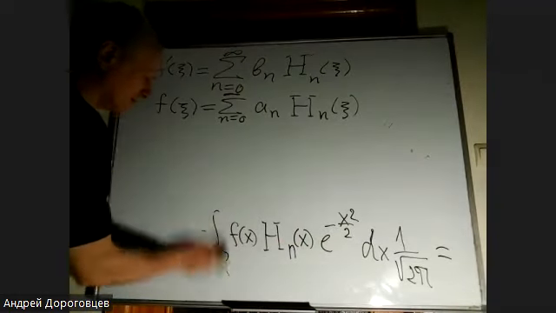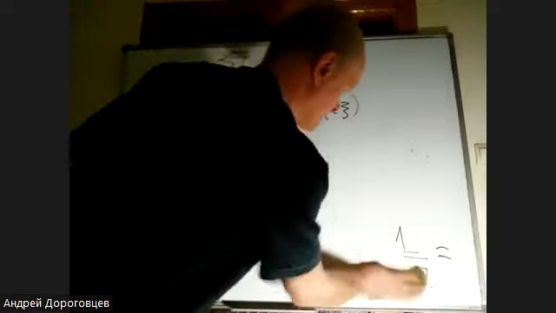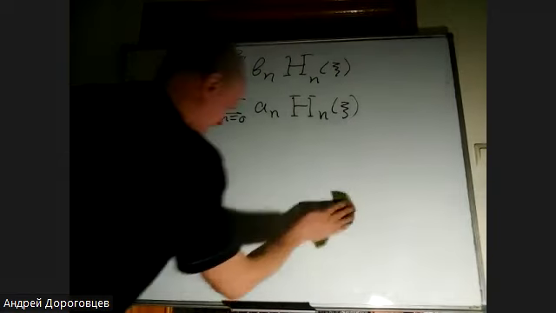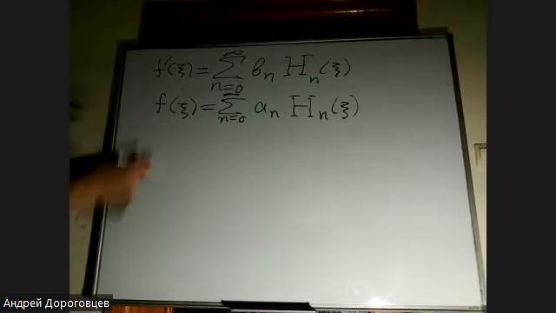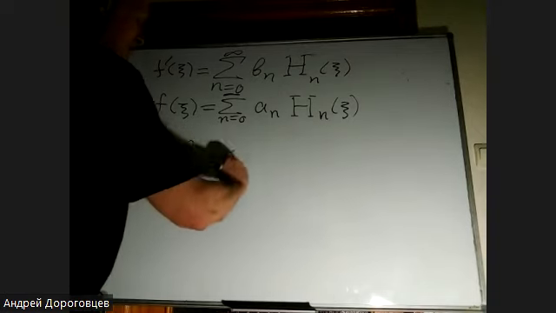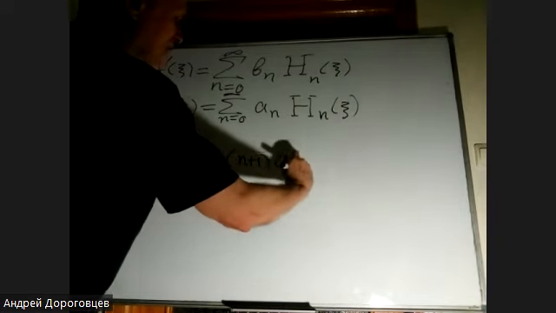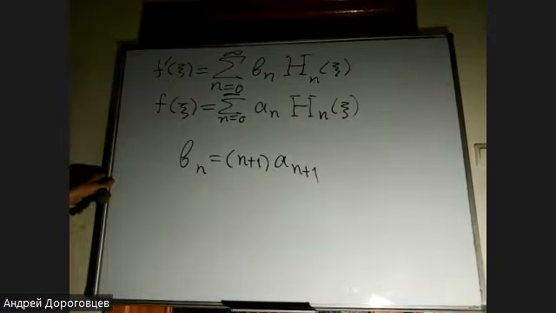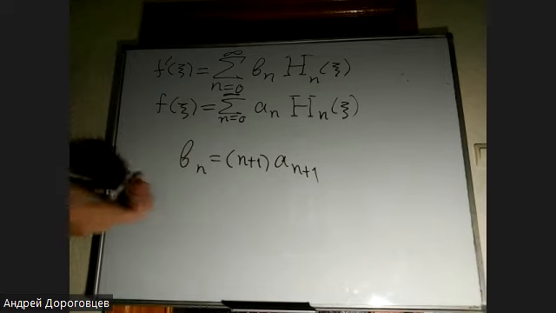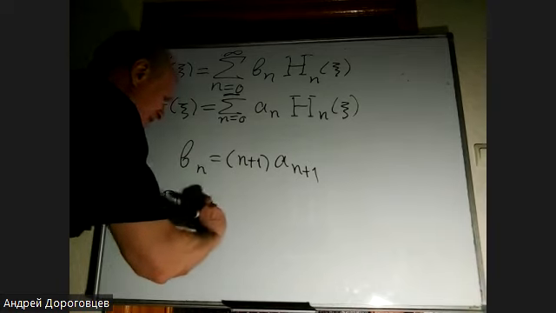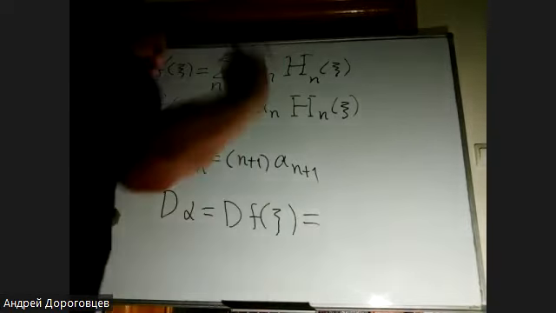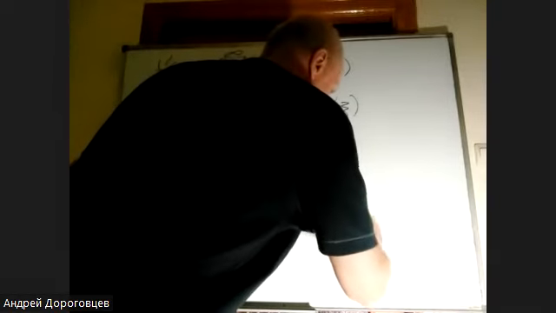So we have the following relation. We have that b_n is exactly n plus 1 times a_(n+1). So we understand that in this case, d alpha equals d of f of psi exists and is equal exactly to f prime.